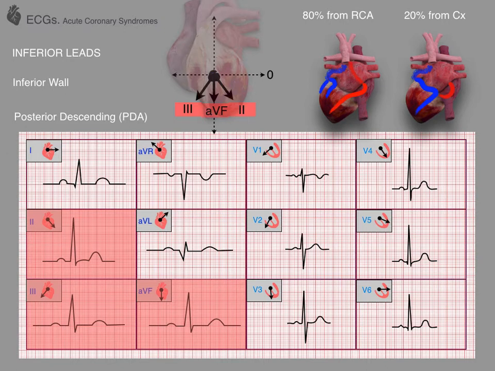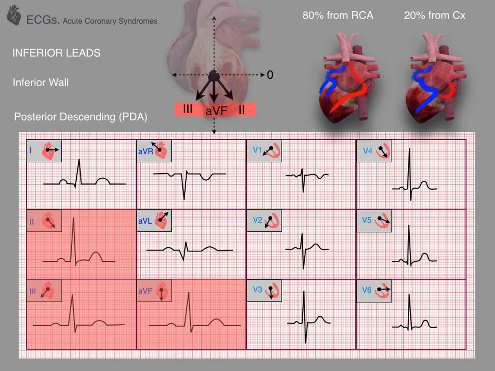So this only works with a STEMI, so where you have ST elevation. An N-STEMI, you cannot locate to a particular anatomical region of the heart. But if you were to see ST elevation in leads 2, 3 and AVF, or just 2 of those leads, that would be enough to meet criteria, you know that there is ischemia of the inferior wall of the heart.